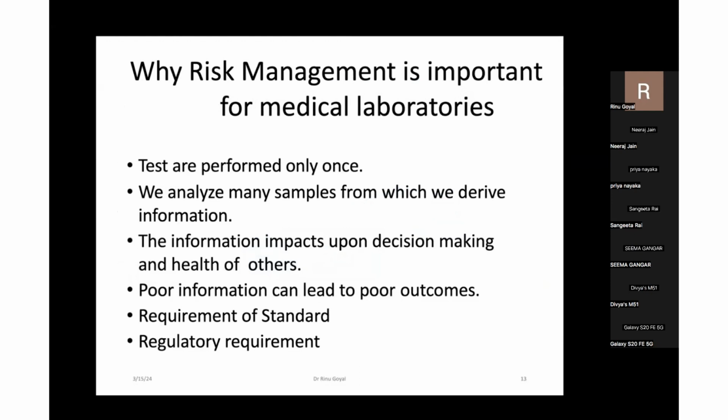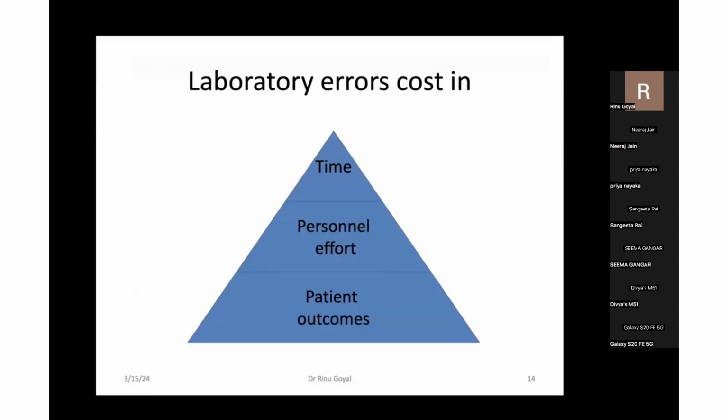So why are we talking about all these things in medical laboratories? Why is risk management important for all medical laboratories? Because the tests are performed only once. We are performing and releasing the results, which will be used for clinical interpretation, for clinical inference for the management of patients. So we analyze many samples from which we derive quite relevant information. The information impacts upon the decision-making and health of others. Poor information can lead to poor outcomes. It is a basic requirement of the standard now. It is the requirement of regulatory bodies also. That is why it is important for medical laboratories to learn that. So all that we lose, the laboratory errors, if we do not minimize them, they cost us time, personal effort and the patient outcomes.